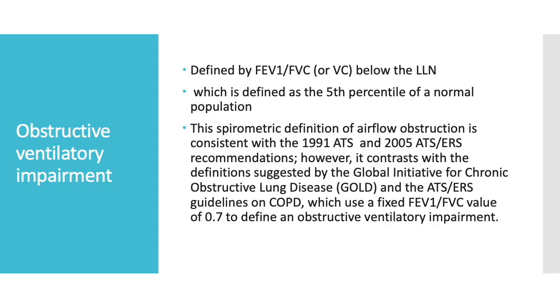What we define as obstructive ventilatory impairment is the ratio declining below the lower limit of normal, which we now understand from our last video is the 5th percentile of a normal population. And the problem exists when the GOLD guidelines and the GINA guidelines talk about a fixed value to define an obstructive ventilatory impairment, vis-a-vis the newer guidelines talking about not using a fixed value.